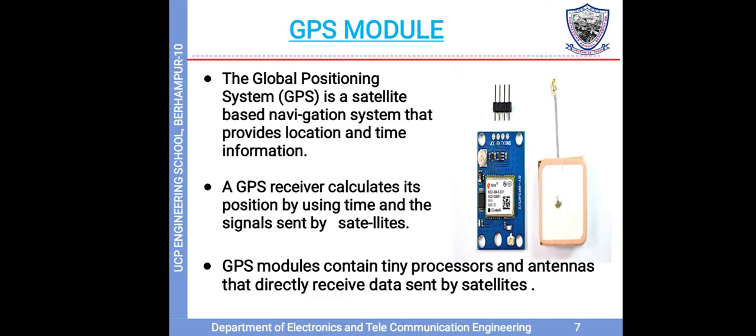GPS module. The Global Positioning System is a satellite based navigation system that provides location and time information. A GPS receiver calculates its position by using time and the signal sent by satellites. GPS module contains tiny processors and antennas that directly receive data sent by satellites.